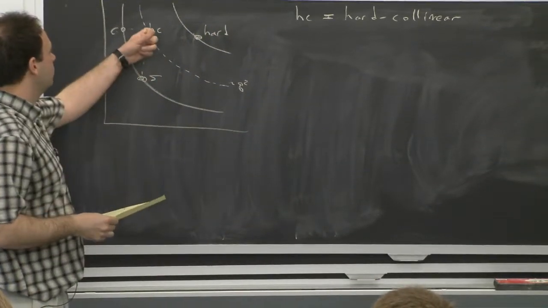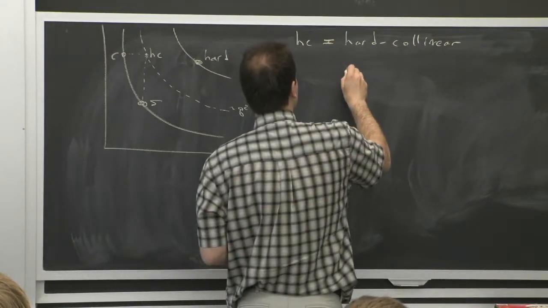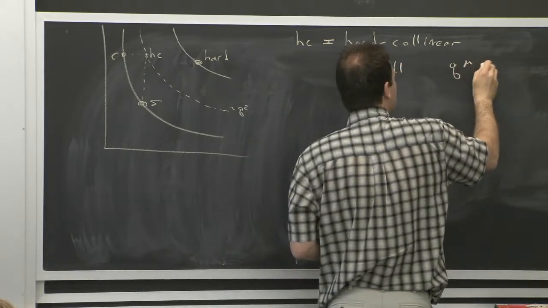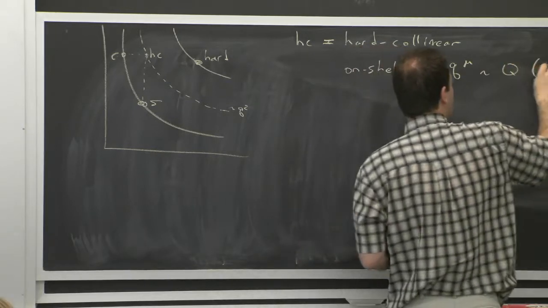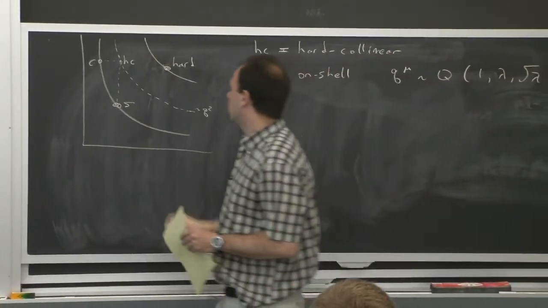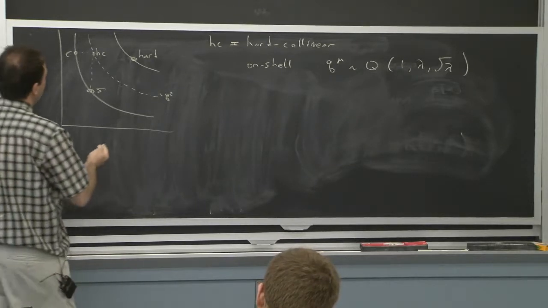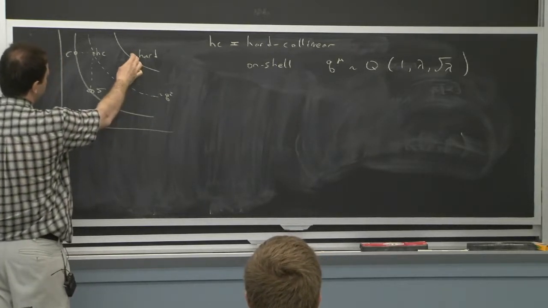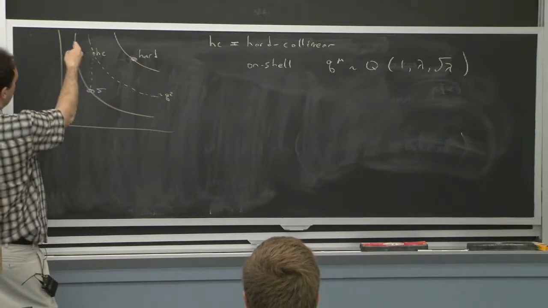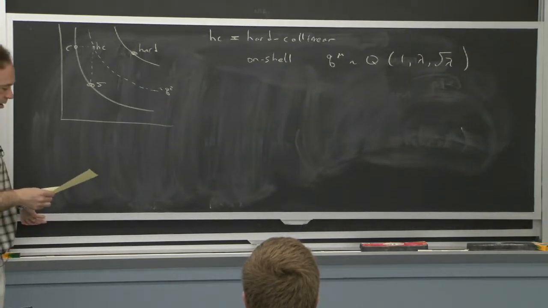You could even write down, if you wanted, an on-shell degree of freedom for this hard collinear mode. An on-shell version of it would have a scaling that's Q(1, lambda, root lambda). One way of approaching this problem, and we'll take this attitude in a minute, would be to first do some matching onto a theory with this hard collinear mode and then try to match down onto a theory that just has the collinear and the soft mode. We'll exploit that a little later.